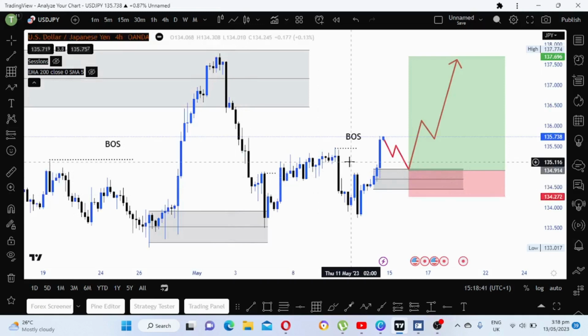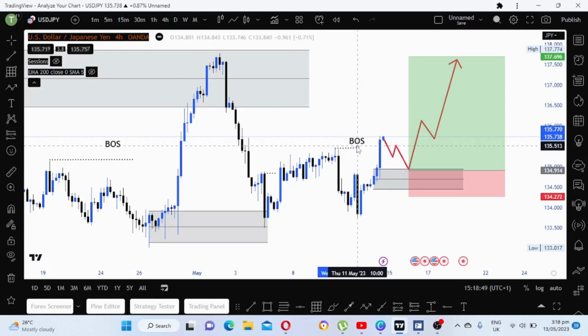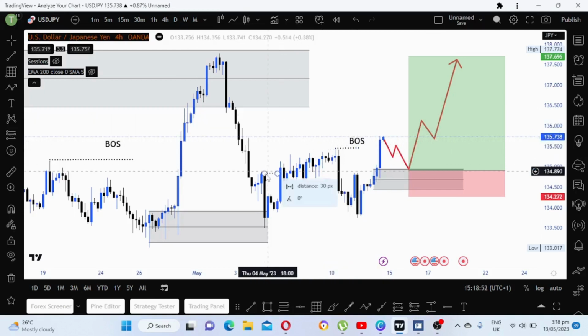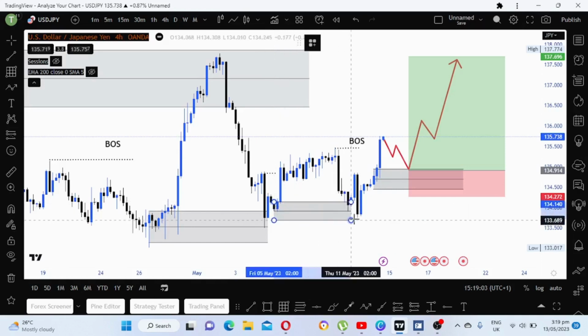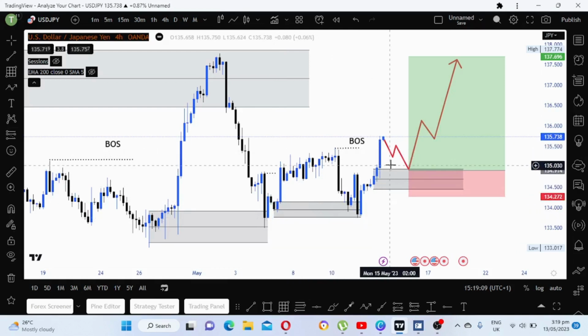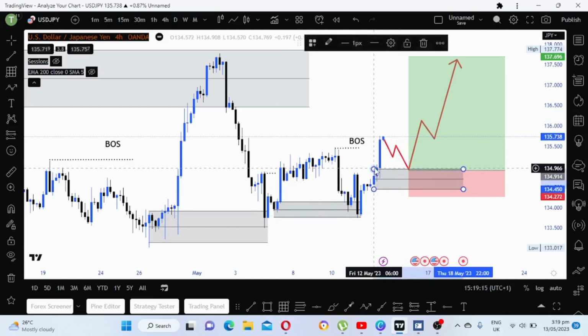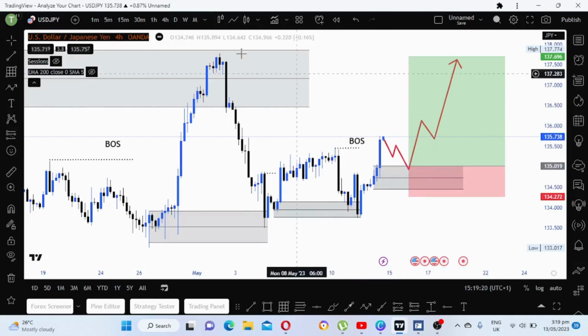Looking at USD JPY, we had a break of structure here, guys, as you can see. So now we are waiting for a pullback. We had a change of character here. Price did pull back, and we reacted at this demand zone, and then we bought. So now I'm waiting for a pullback at this supply zone that I drew here, and then I can buy. We're targeting this higher.